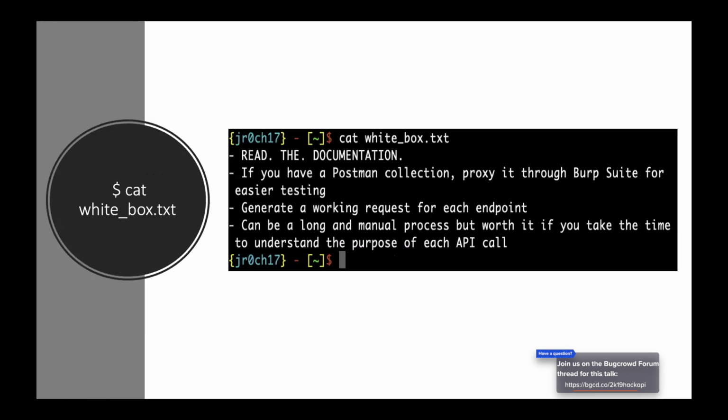And then for white box, if there is documentation, absolutely read it, try it out. Make sure you generate a working request for each endpoint. That means you need to get a 200 OK for everything. If not, that means that you don't have a working request, so you don't know what the API is expecting. So you don't know what to test to find bugs. If you have a Postman collection, proxy it through Burp Suite so that you have an easier way of testing. I mean, you can also test in Postman itself, but if you want to automate stuff, I think it's better with Burp.